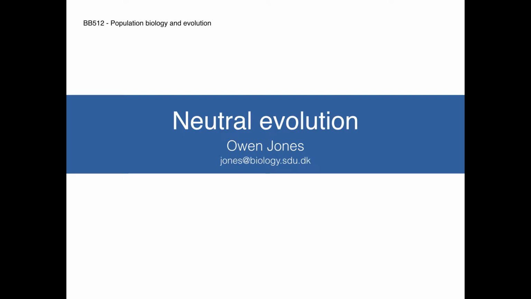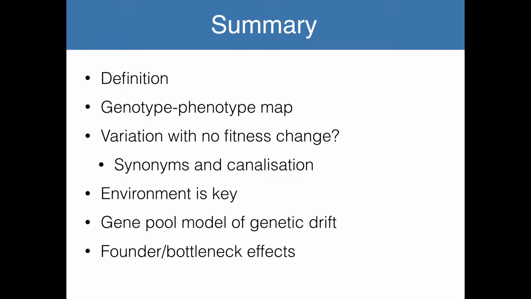Today's class is about neutral evolution. We're going to go through what we mean by that, so the definition. We're going to talk about something called the Genotype-Phenotype map. And then we're going to think about why you can have variation with no fitness change. This is very relevant for neutral evolution. The importance of the environment.